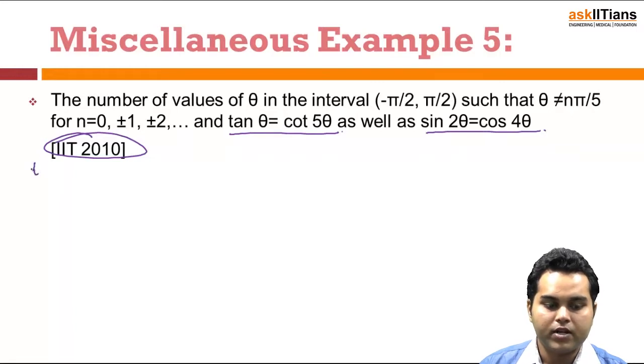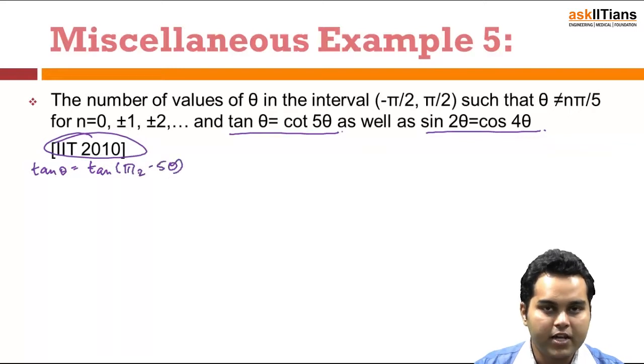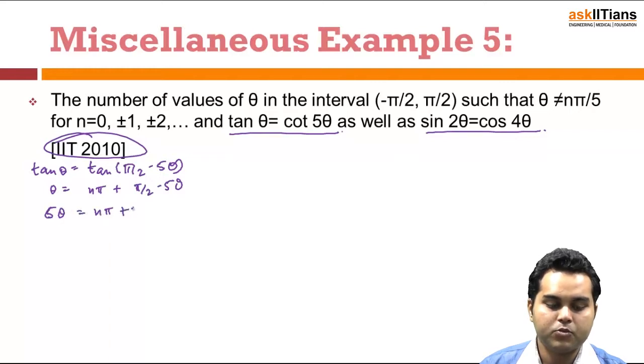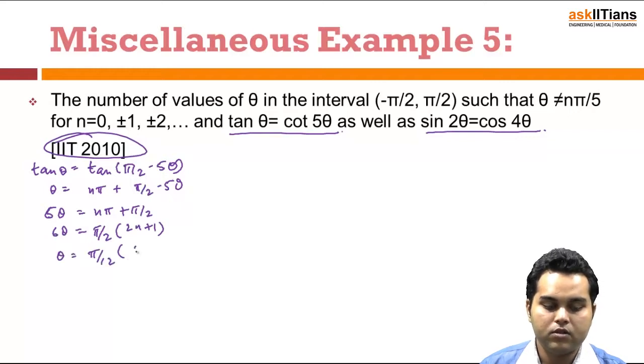So I'll write the first equation as tan theta is equal to tan of pi by 2 minus 5 theta, cot theta being rewritten as tan of pi by 2 minus 5 theta. This is of the form tan theta is equal to tan alpha, to which the general solution is theta is equal to n pi plus alpha. Here alpha is pi by 2 minus 5 theta. So the equation I get is 6 theta is equal to n pi plus pi by 2, pi by 2 taken common, so I get 6 theta is equal to pi by 2 times 2n plus 1. So theta is equal to pi by 12 times 2n plus 1.